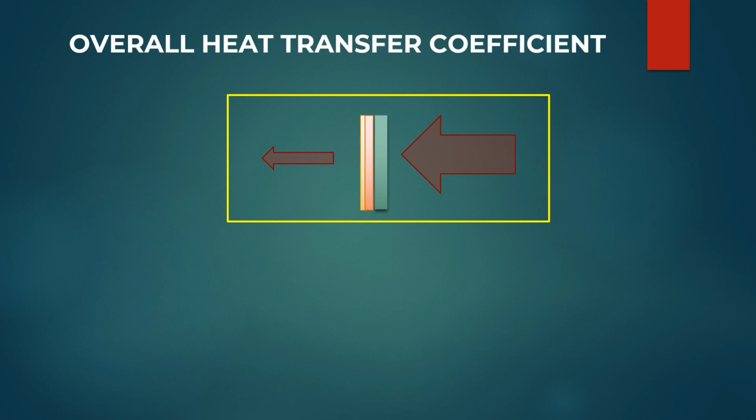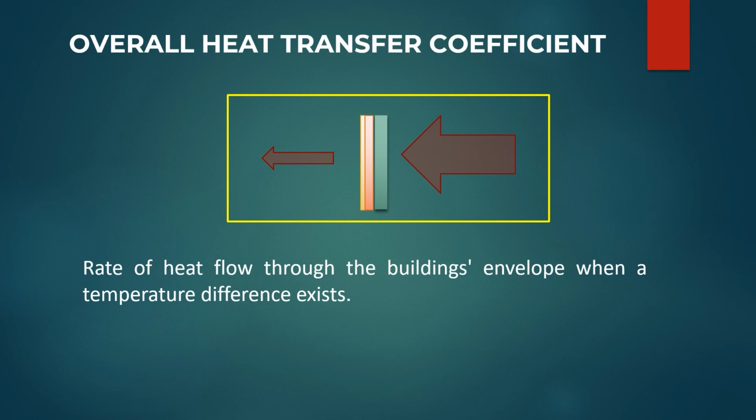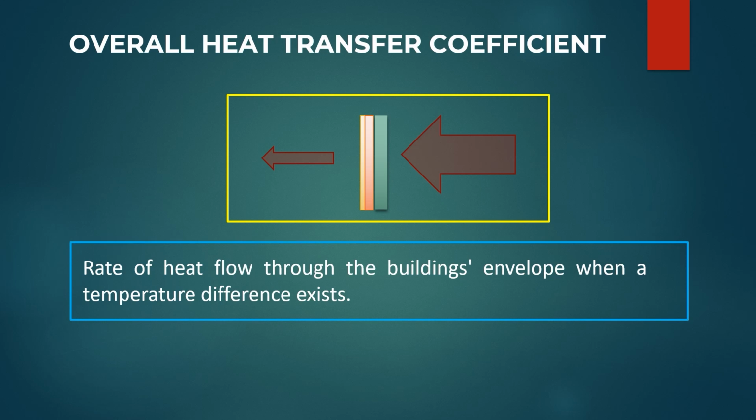So from this example we can see the overall heat transfer coefficient is nothing but the rate of heat flow through the building's envelope when a temperature difference exists. If the temperature difference doesn't exist, meaning the temperatures inside and outside are the same, then there will not be any heat transfer. So this is basically the overall heat transfer coefficient, and we have already seen it is written as U. And the building envelope means the outside portion of the building, the exterior part of the building.